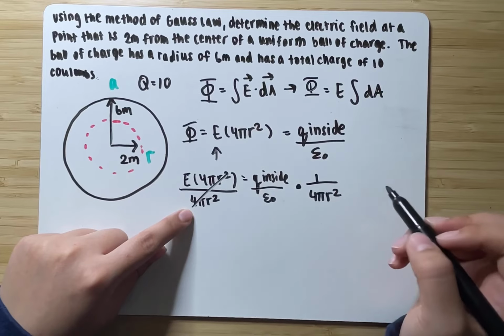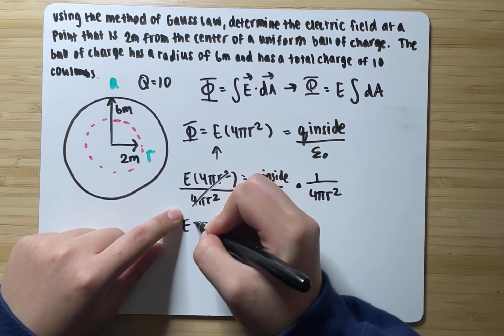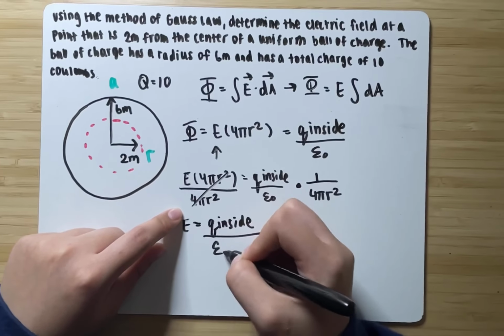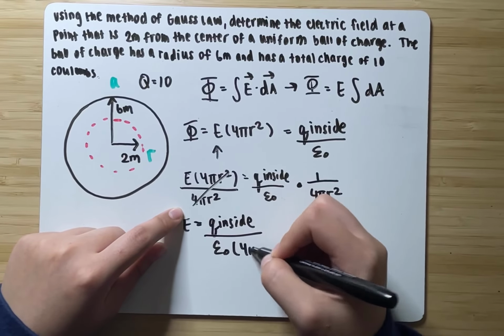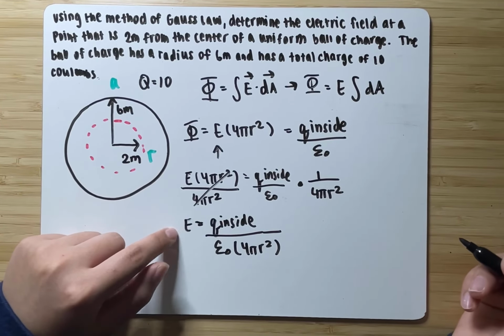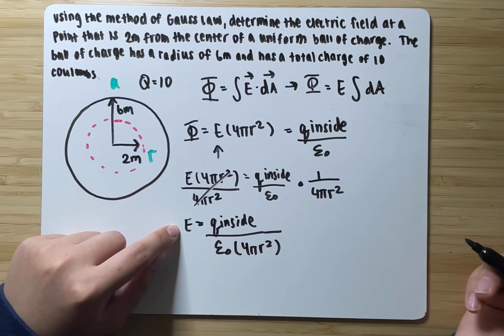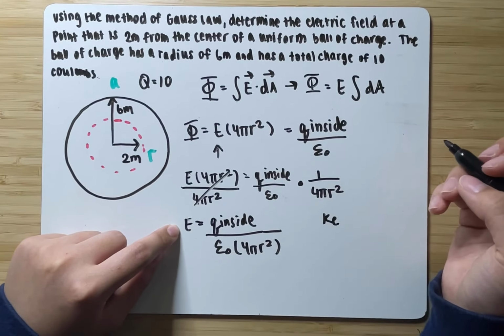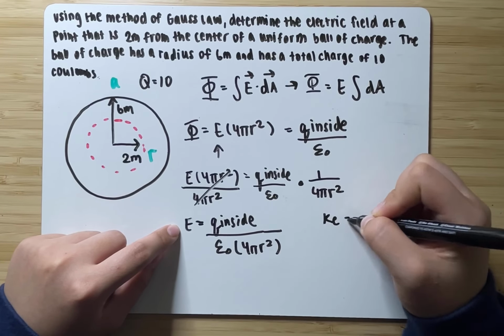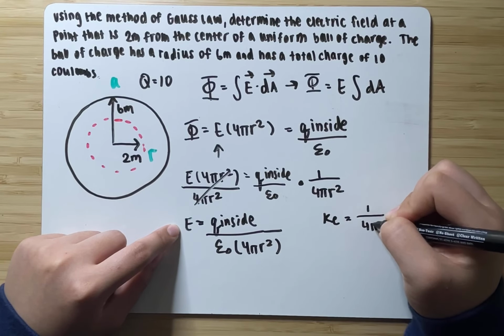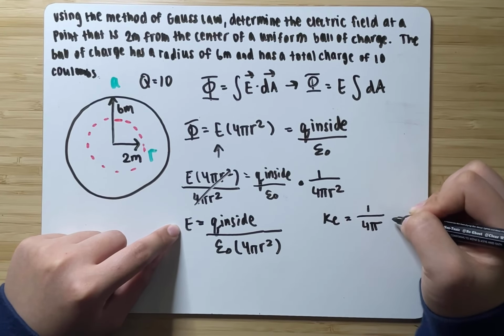Okay, so now you can cross this out. You have E is equal to Q inside over epsilon naught 4 pi r squared. Okay, this is good stuff, all right? Because the next thing you want to do is recall that Ke, the constant, is going to be equal to 1 over 4 pi epsilon naught.